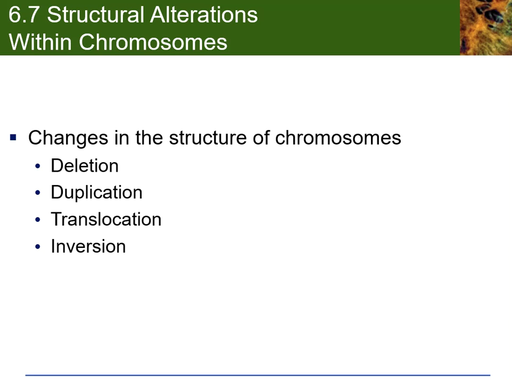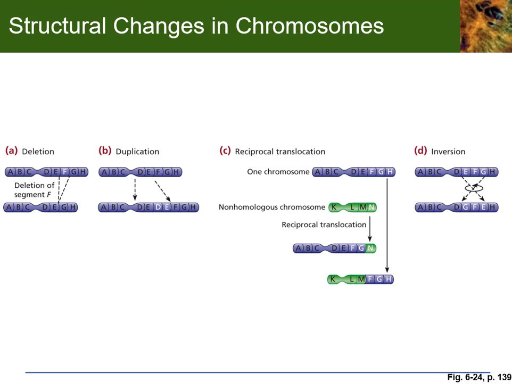Structural alterations within chromosomes. Changes in the structure of chromosomes include deletion, duplication, translocation, and inversion. Here you can see the structural changes in chromosomes. In a deletion, part of a chromosome is lost. Here, segment F is lost. In B, duplications have a chromosomal segment repeated. Here you'll find that segment DE is duplicated.